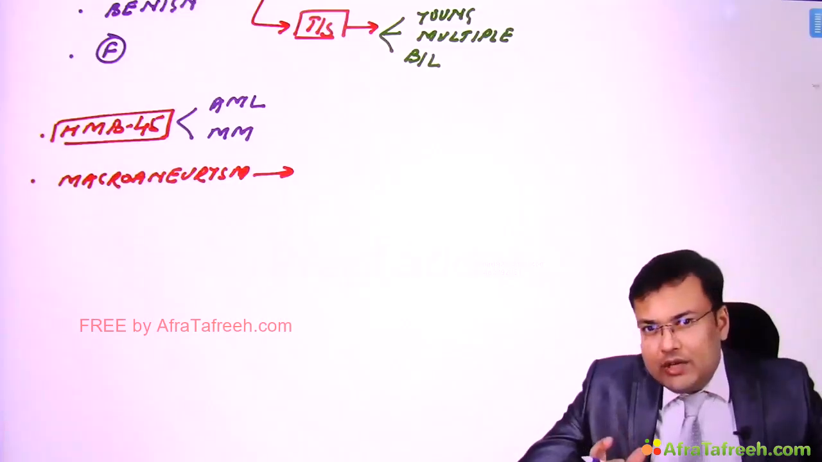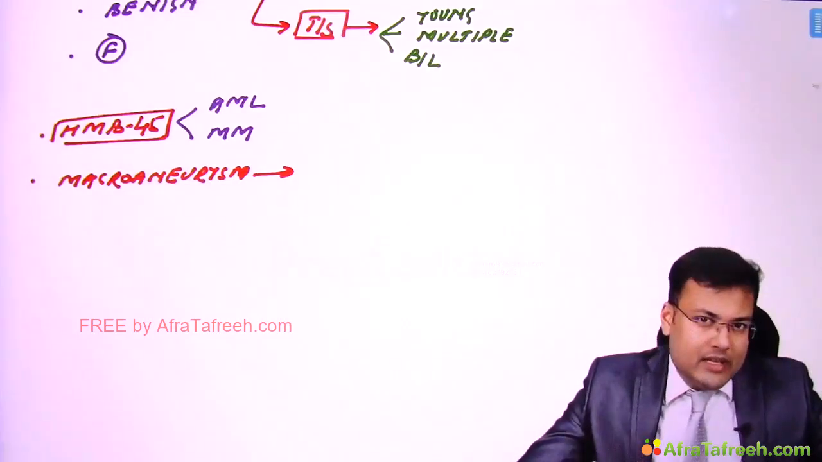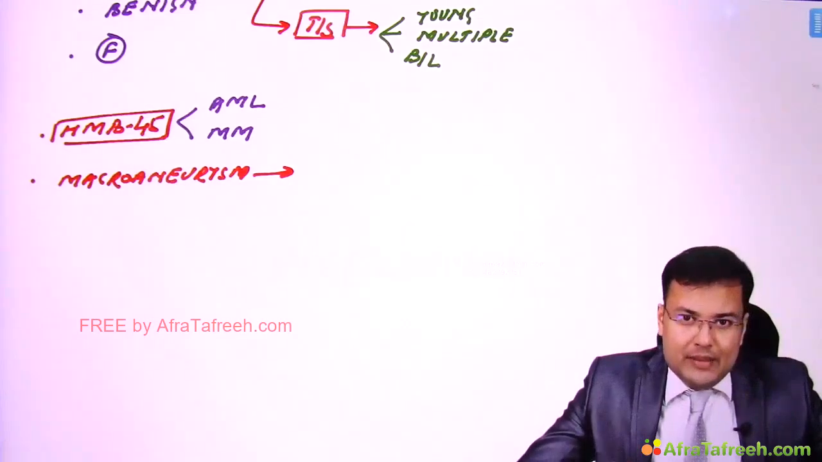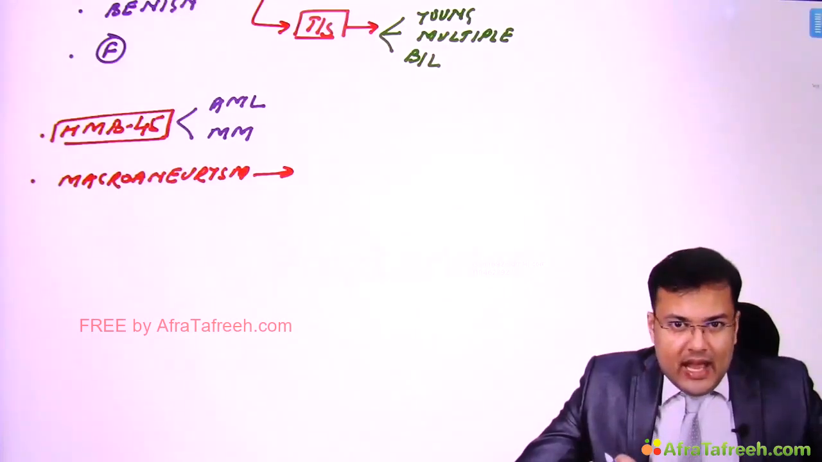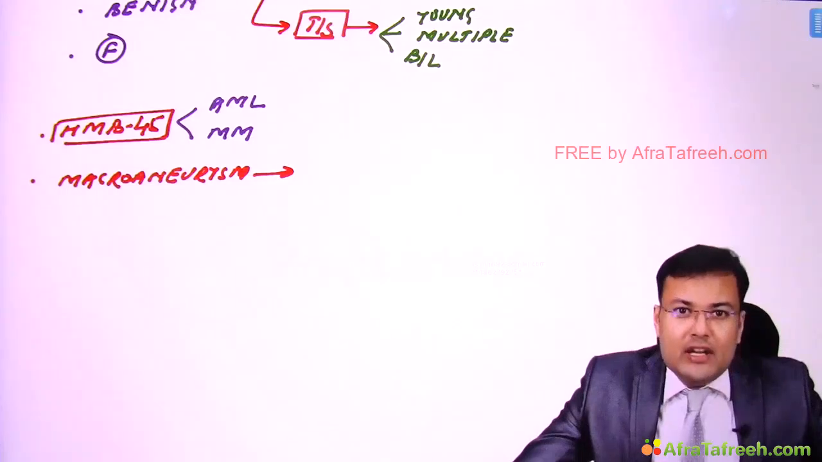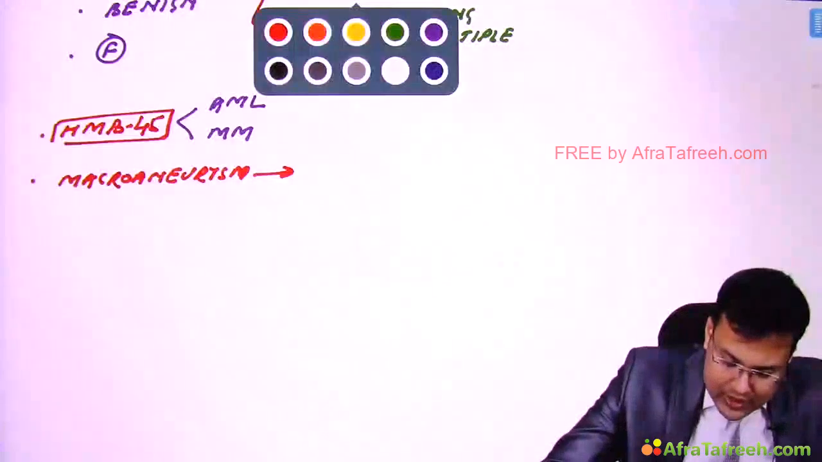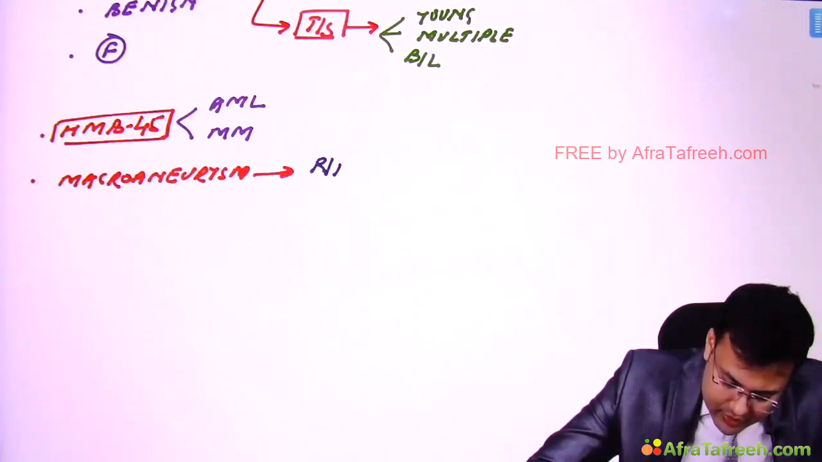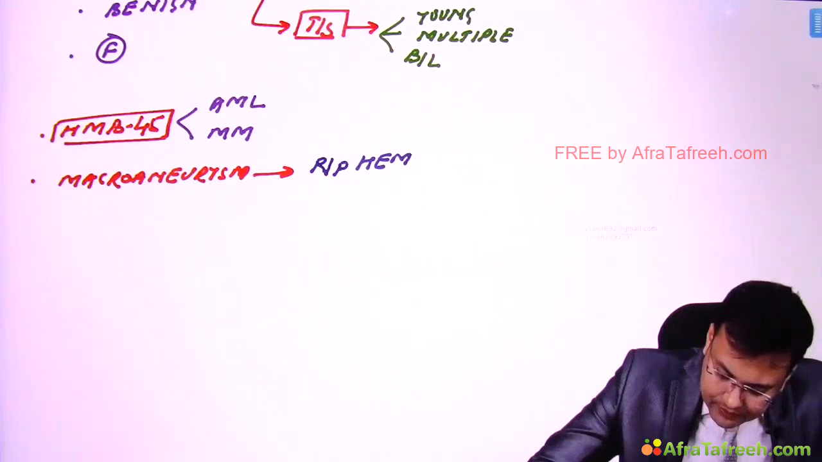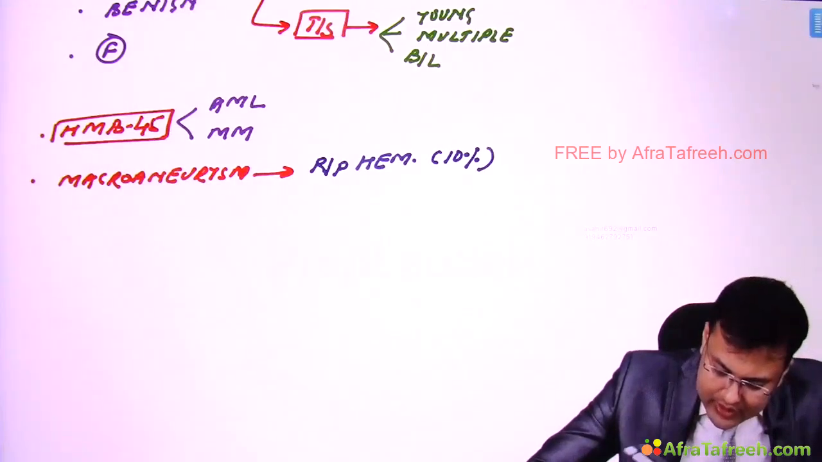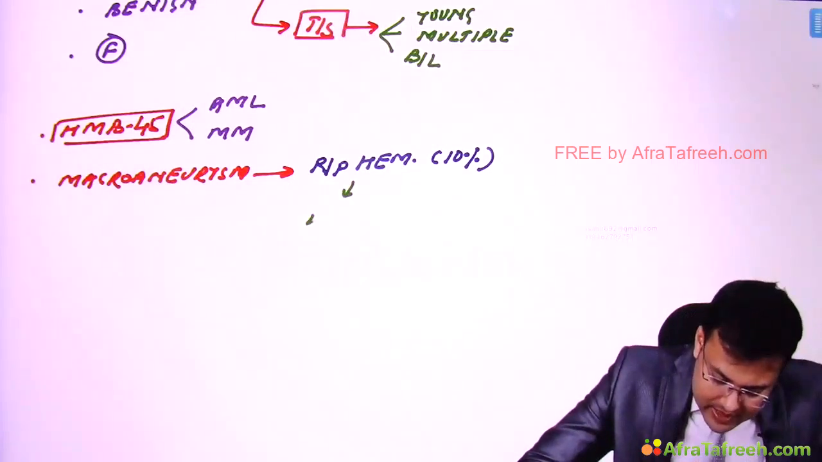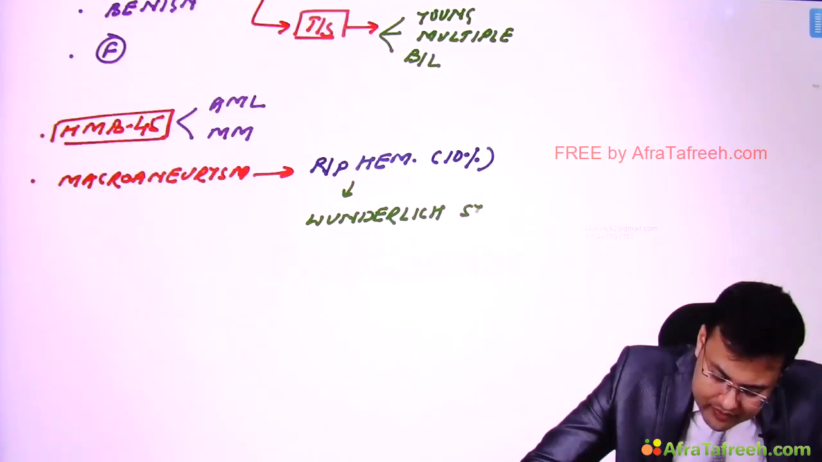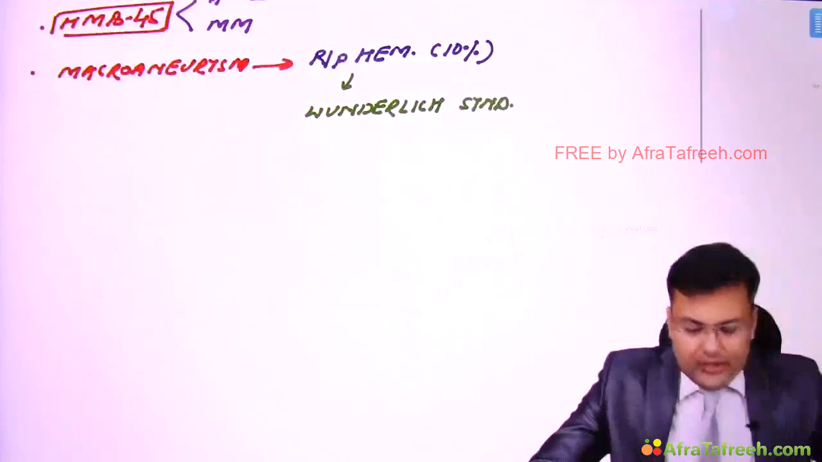So whenever this macroaneurysm is going to rupture, what kind of hemorrhage will occur? Obviously, retroperitoneal hemorrhage. And this retroperitoneal hemorrhage is seen in 10% of patients. And the name of this condition is Wunderlich syndrome. Clear? And what's the name? This name is asked in exams. It's the Wunderlich syndrome. Clear?